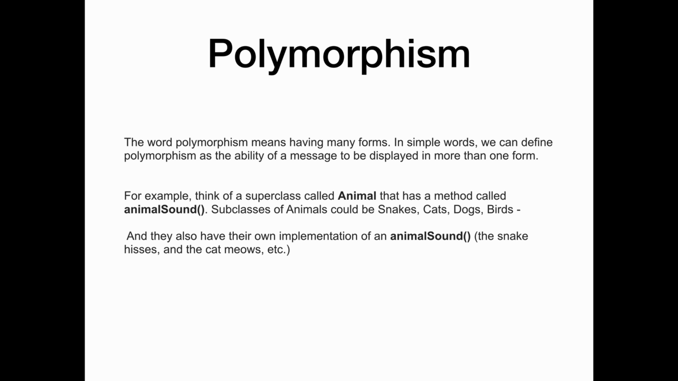So the snake will hiss, the cat will meow. So when we look at all this, it is the same method name, animal sound, because all these animals inherit from the superclass animal. So if we can have the same method name with different implementations, you now have one word having many forms, polymorphism. When you look at the code, first is to understand the concept, then look at the code and it becomes clearer.